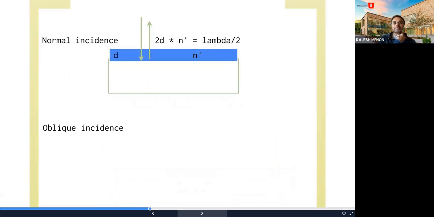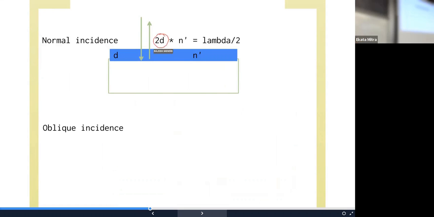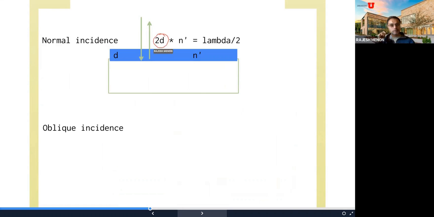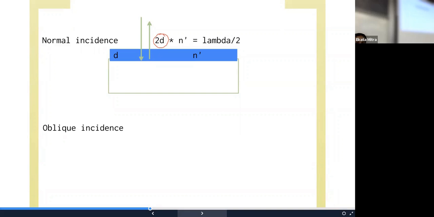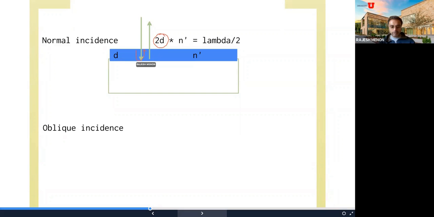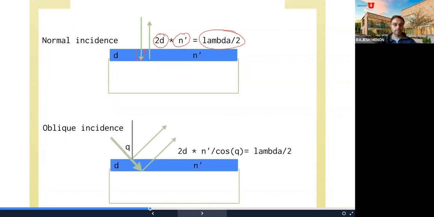So, of course, how do you solve this? We worked this out before, right? Normal incidence is shown here. We want to make sure that 2 times d is the distance. Sorry, was there a question? No. Okay. Because it bounces off like that. And this is the refractive index of the nitride. You want that to be equal to lambda over 2. It's exactly the same problem, right? So you plug in the numbers, and I'm not going to plug in the numbers, but you can solve that. And then d just becomes lambda over 4 times n prime, right?